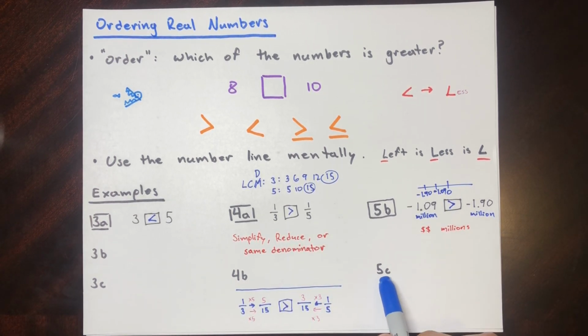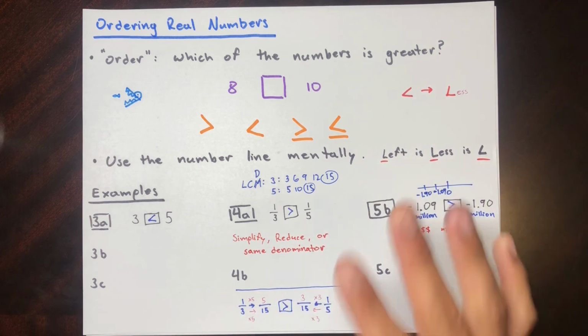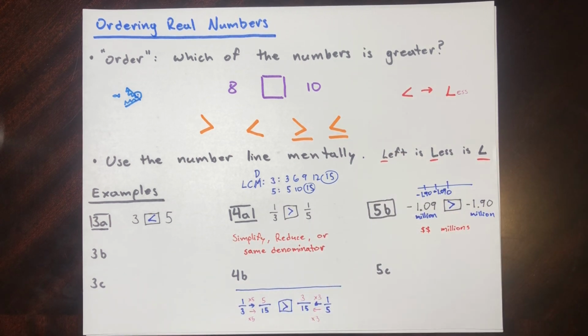Go ahead and work out example 5C, and that's the end of this section. So after you finish 5C, do about 20 seconds to figure out 5C. Not even, it should take about 10 seconds, and then move on to the next video.